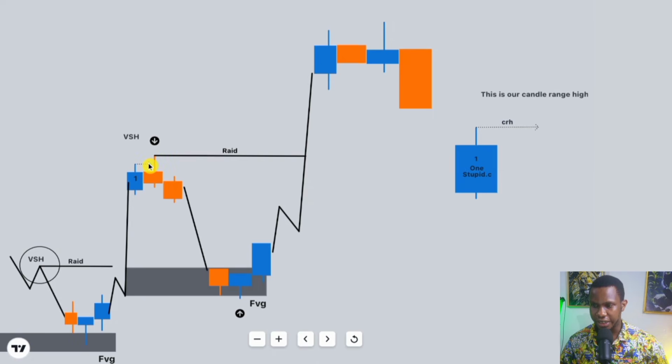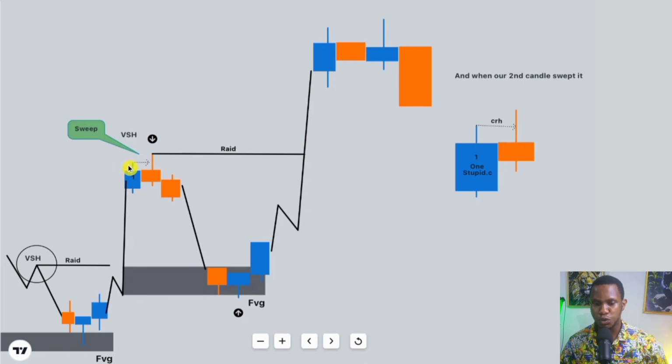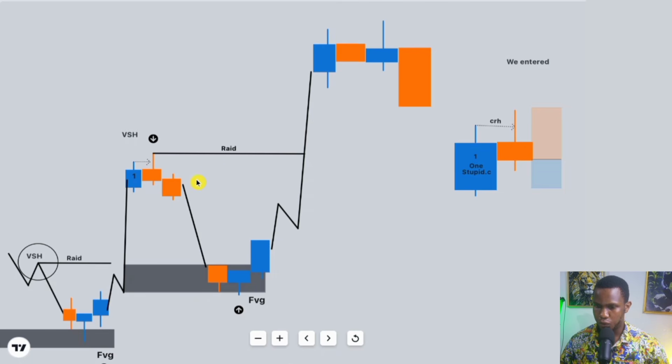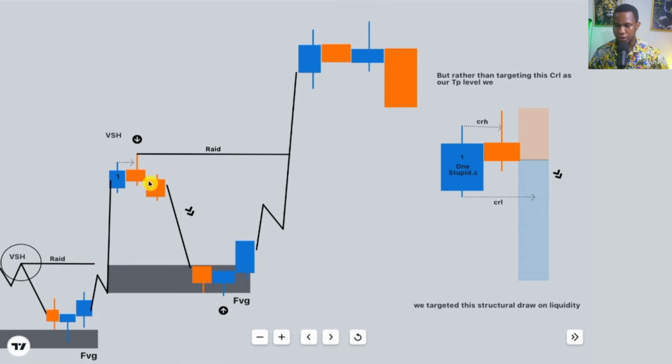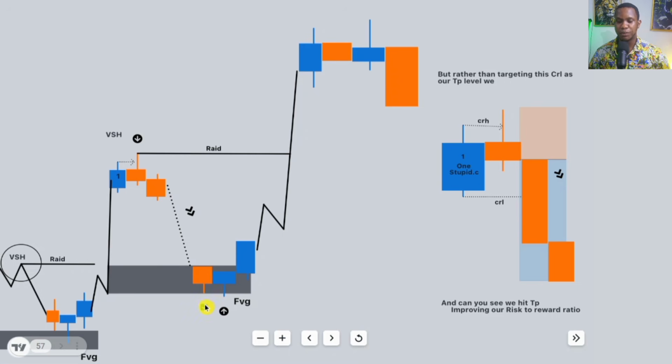Our candle range high. Can you see when our second candle swept our one stupid candle, we made our entry, stop loss above here. So rather than targeting our CRT low as our take profit level, we targeted the structural draw on liquidity, guys, which is our fair value gap. And can you see how price smashed take profits, improving our risk to reward ratio, guys?